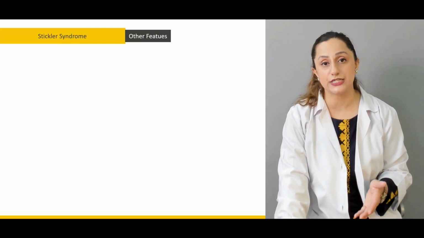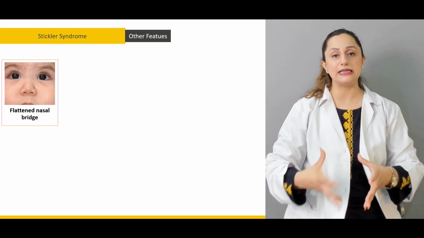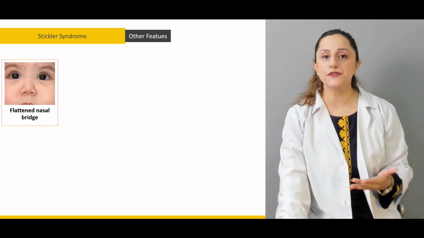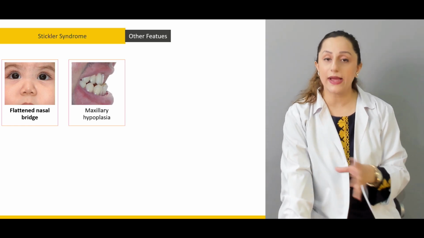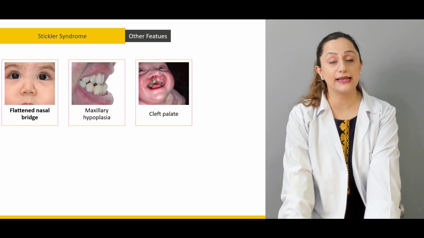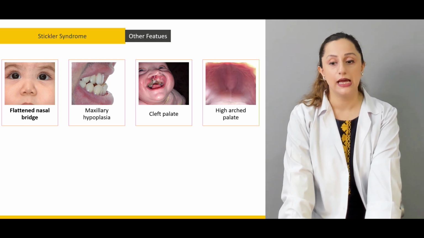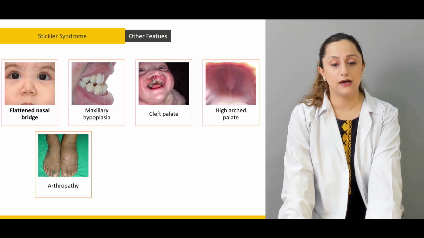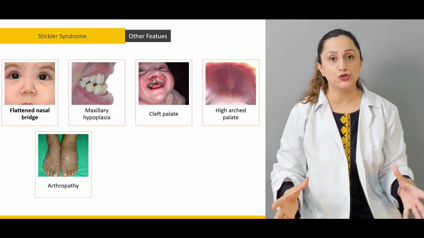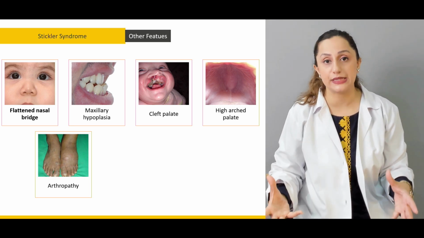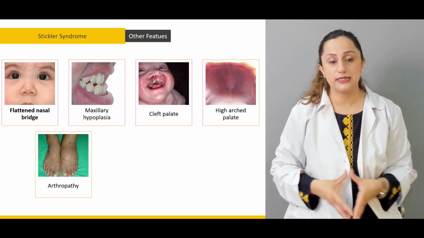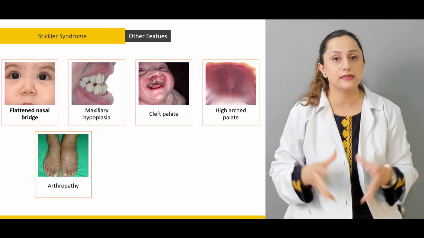The other features of Stickler's syndrome would include a flattened nasal bridge. There are particular orofacial features, that is a cleft palate, and all of these features are quite predominant in these patients. Maxillary hypoplasia. Then we have a cleft palate abnormality in these children, a high arched palate. Arthropathies are very common. It would be the painful joints, the swollen joints, and then the hyperextendable joints. This would be the complete list of the arthropathies encompassed in Stickler syndrome.